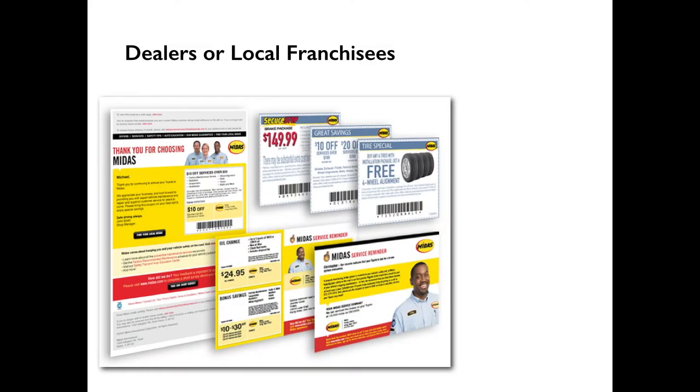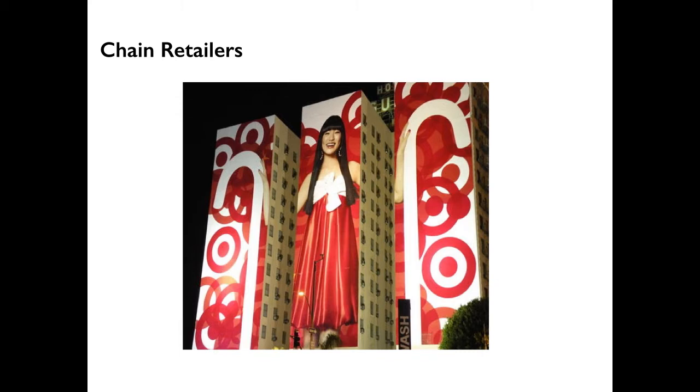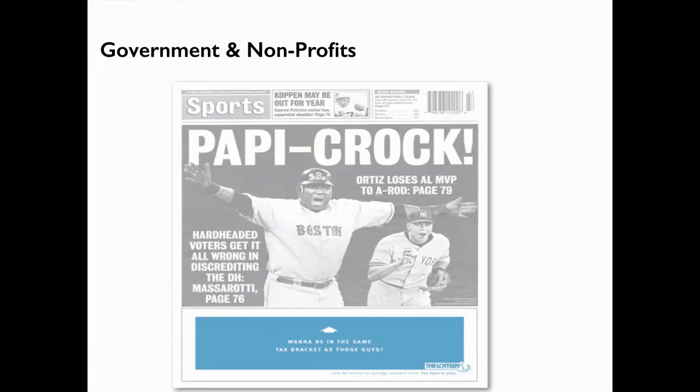These guys have more money from their central organization to provide ads, but then they can put the address of the local dealer. Then you also have chain retailers that do local advertising, because they are across the country, but they may have specific products for certain cities. Not everybody needs snow shovels. And then you have government nonprofits. In this case, on the bottom there, you have a lottery ticket. Lotteries are mostly all run by government.